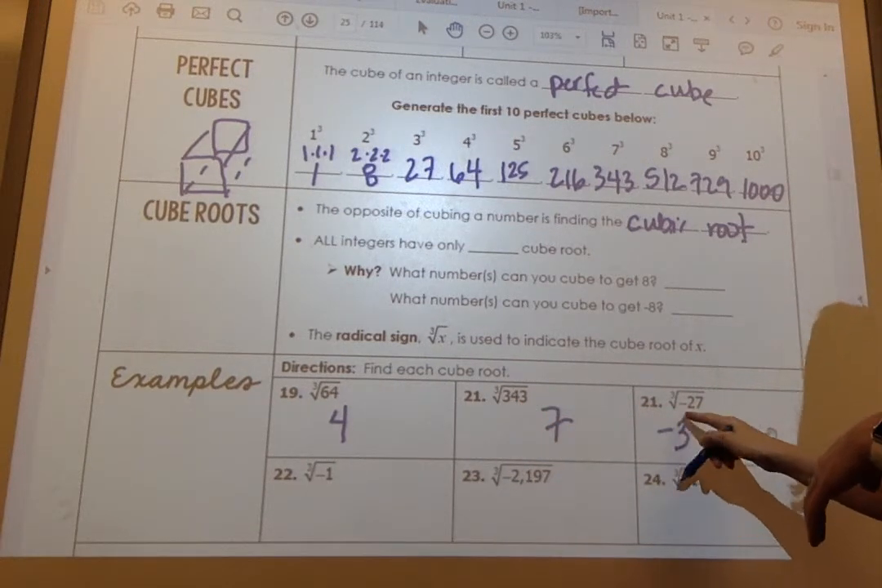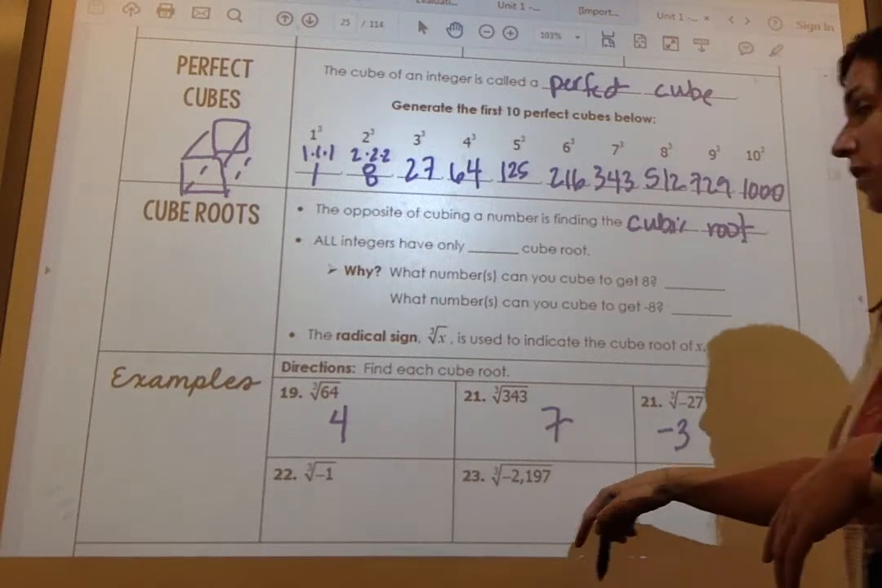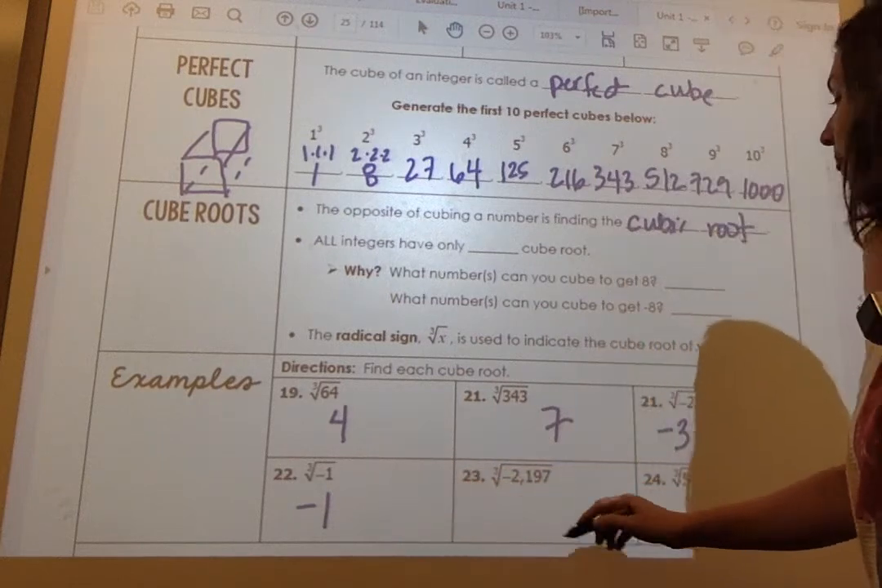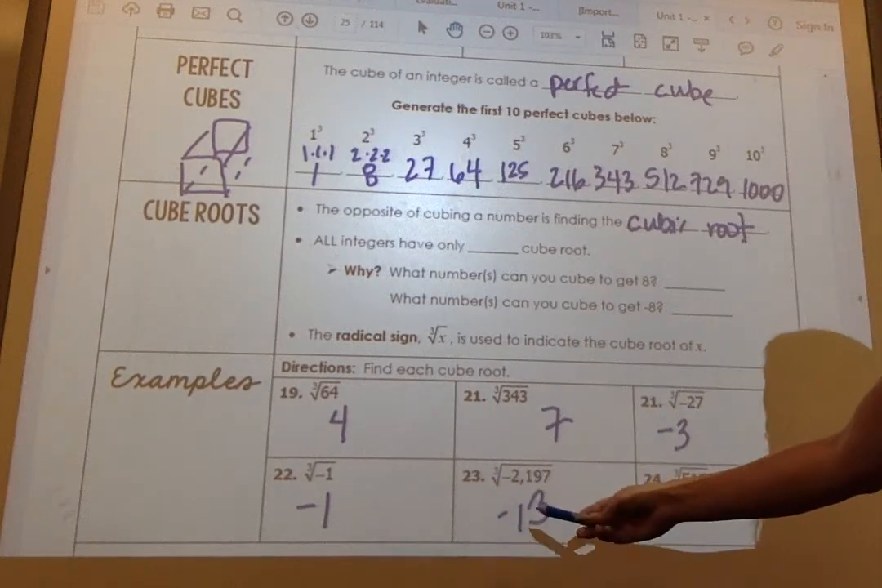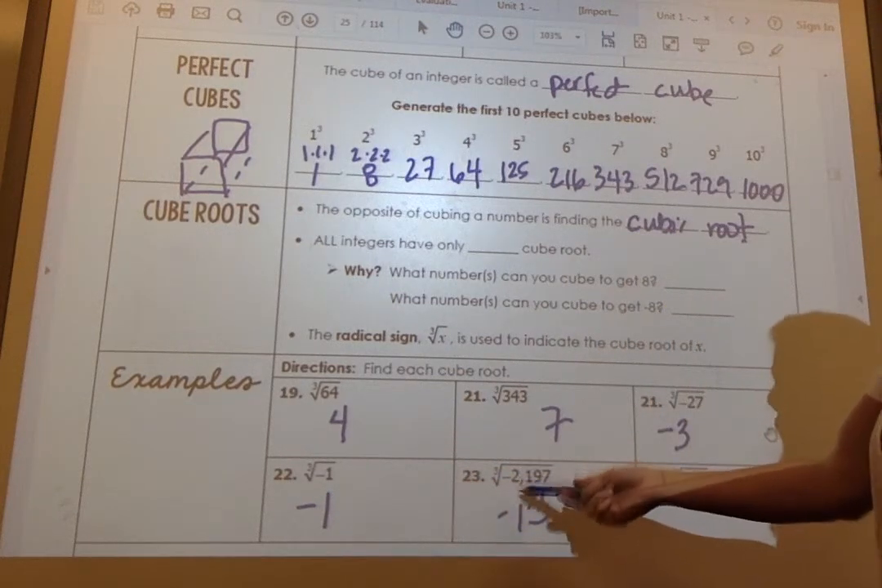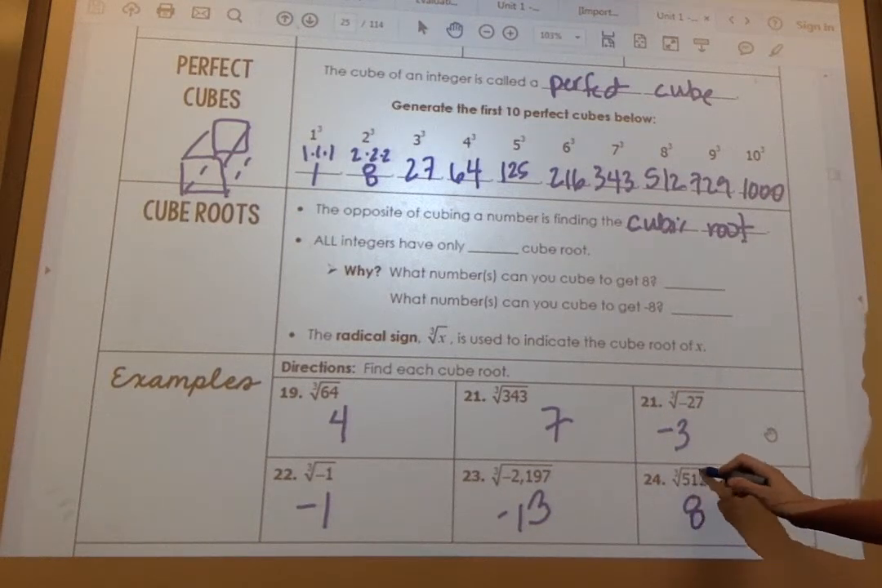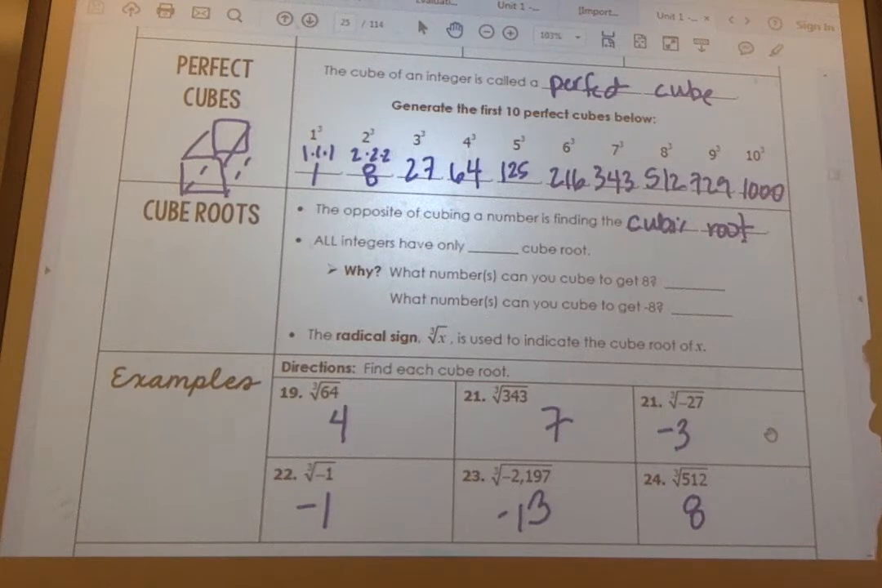Negative 3 is the cube root of negative 27. Negative 1 is the cube root of negative 1. Negative 13 is the cube root of negative 2,197. And 8 is the cube root of 512.